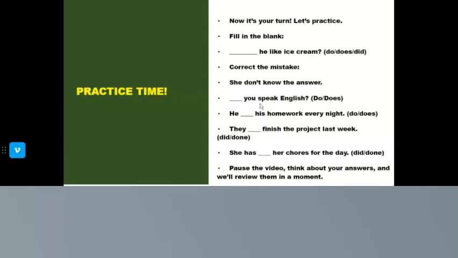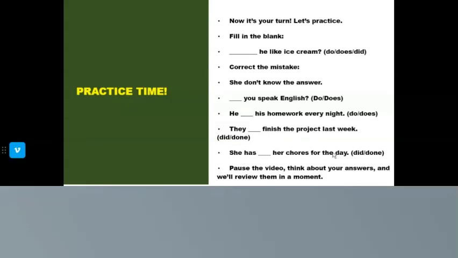Next, you have dash you speak English. Because you takes a plural verb, the correct option is do. Do you speak English? Next, we have he dash his homework every night. Of course, he does. The correct answer is does. He does his homework every night. They dash finished the project last week. Did, because it's past tense. They did finish the project last week, and this is for emphasis.